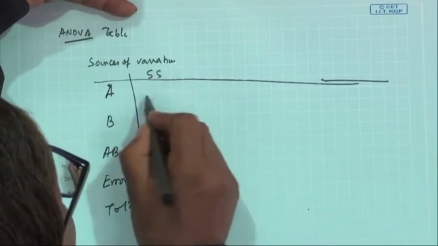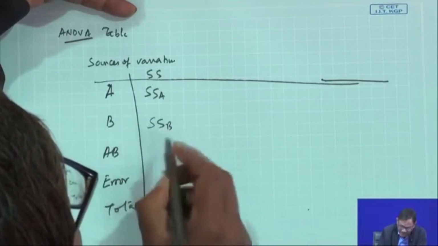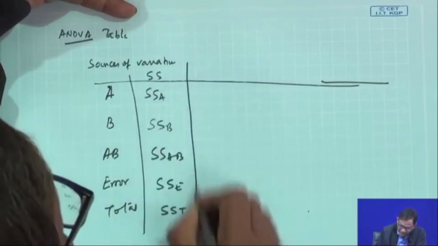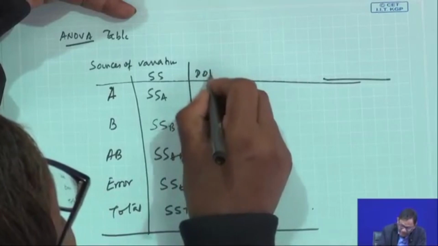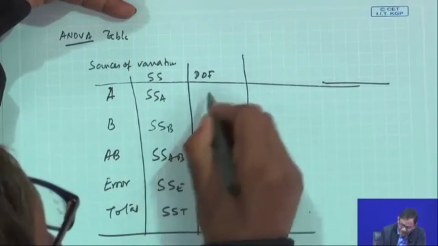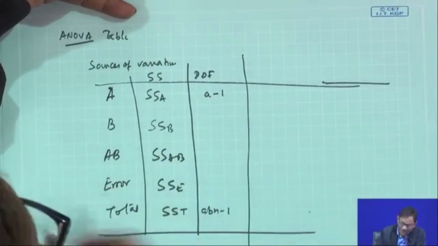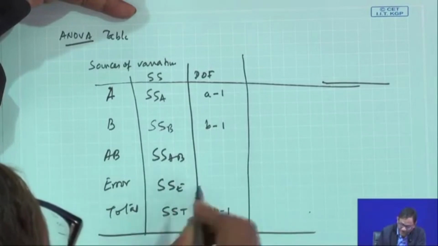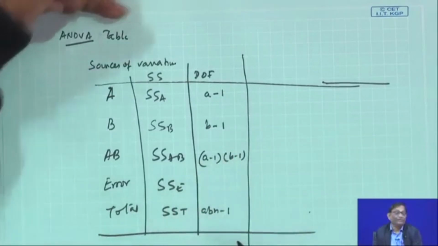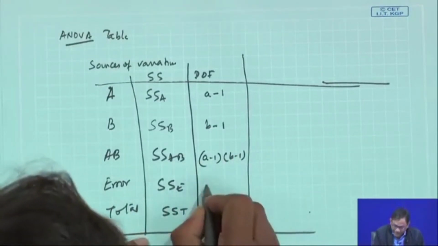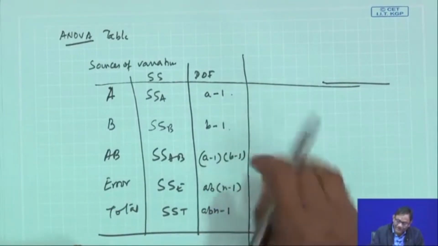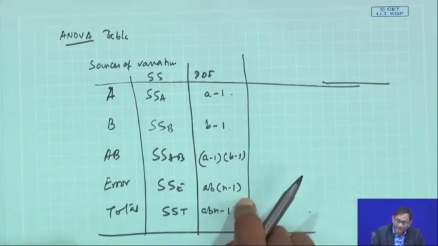Then what will be the SS? This will be SSA, SSB, SSAB, SS error, SS total. Now, what is the degree of freedom? The total is abn minus 1. There are a minus 1 degrees of freedom for SSA, b minus 1 for SSB, a minus 1 into b minus 1 for interaction, and ab into n minus 1 for error. These added up give the total.